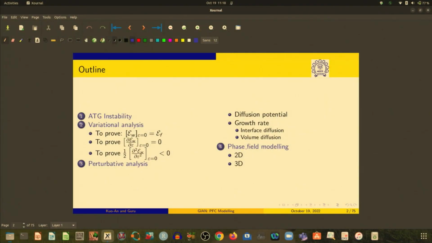And so, we will write the diffusion potential, we will look at the growth rate. Finally, there are some nice phase field results that Sushil had generated. So, I will show them, but the aim in this course is to get the same things using PFC, where you will see that you can transition from the elastic to the plastic regime fairly effortlessly, right.